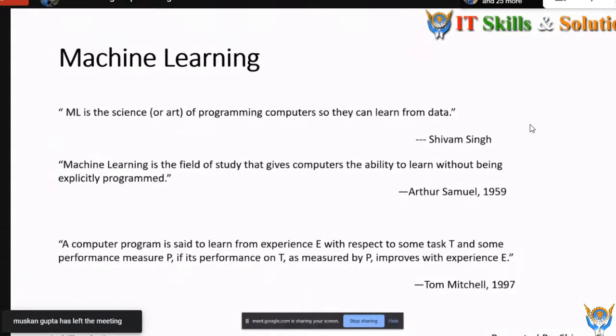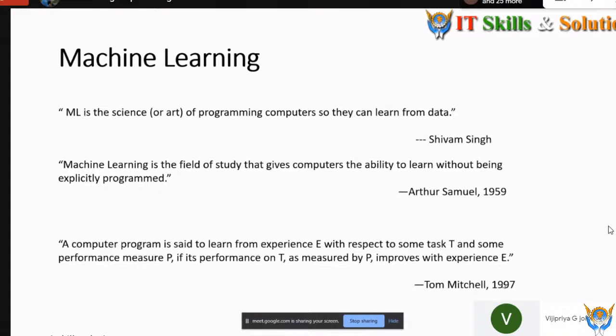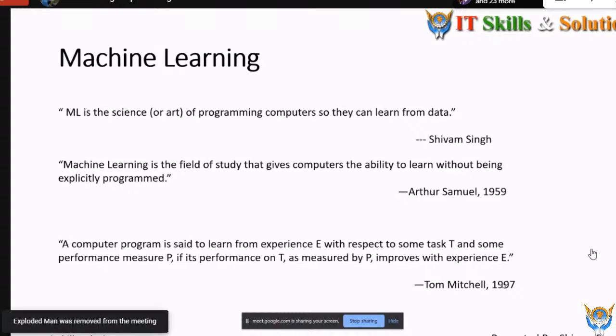After that comes the definition given by Tom Mitchell. I want to explain the definition to you. The very first machine learning application was spam mail classification. You get mails, and you see that there are many mails which have no use, like many spam mails in your mailbox. So they build a model.